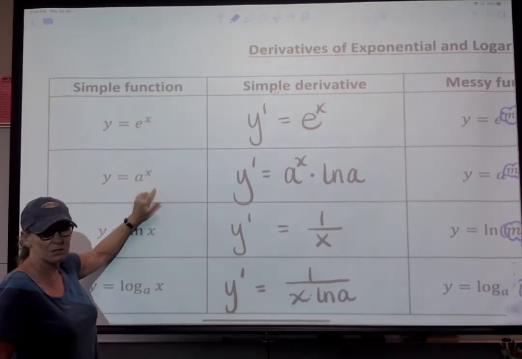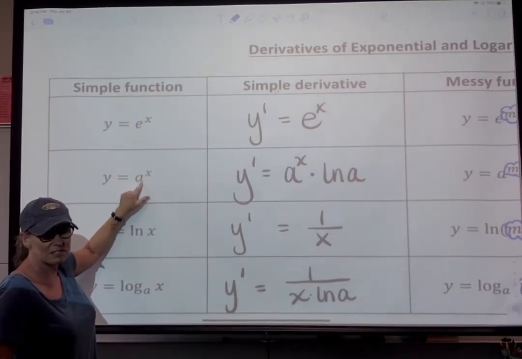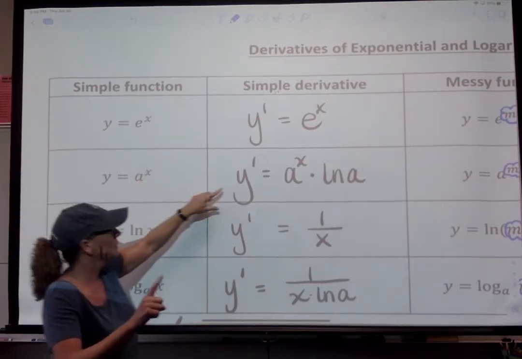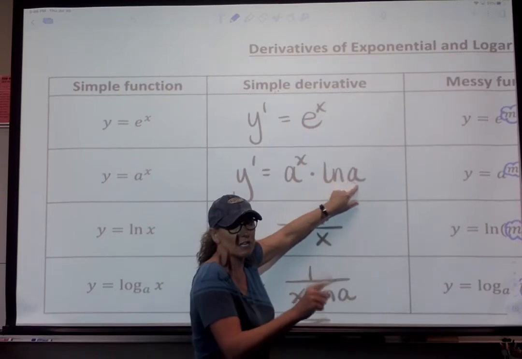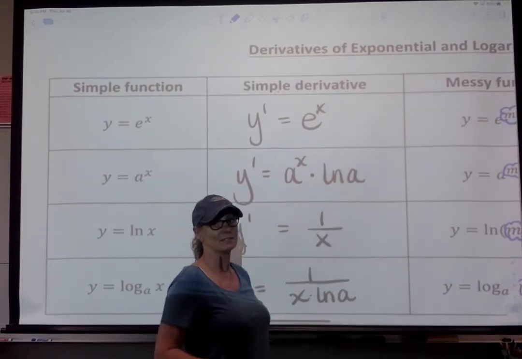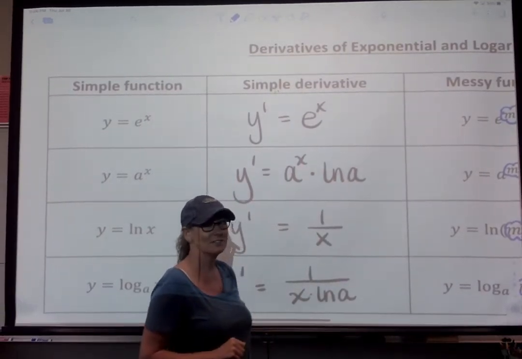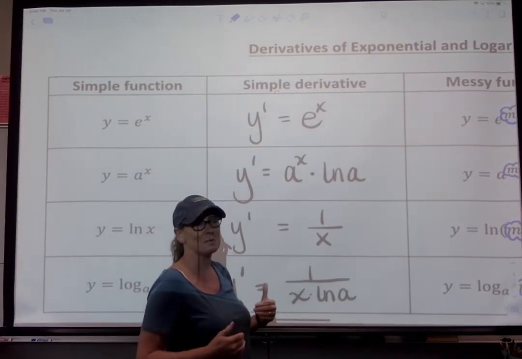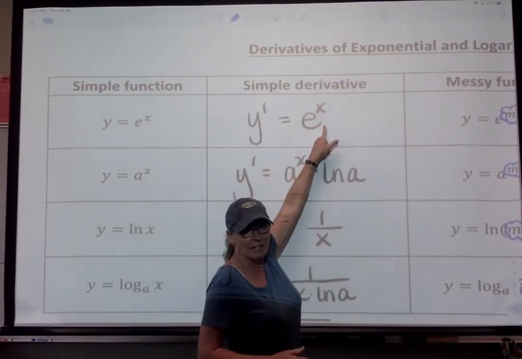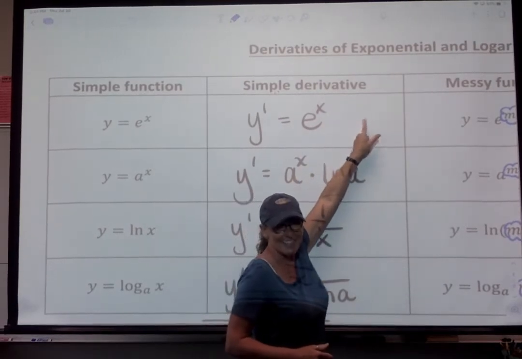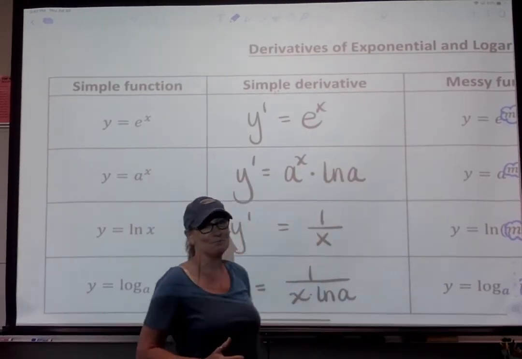Ready? So what if this is an e? Here I go. Y prime equals e to the x times natural log of e. It's just one. We are doing them the same way. You're just not going to want to write times natural log of e every single time you do that derivative.